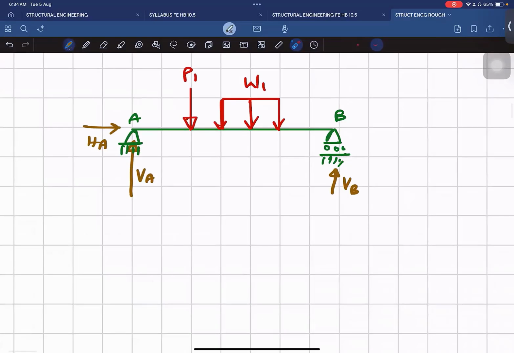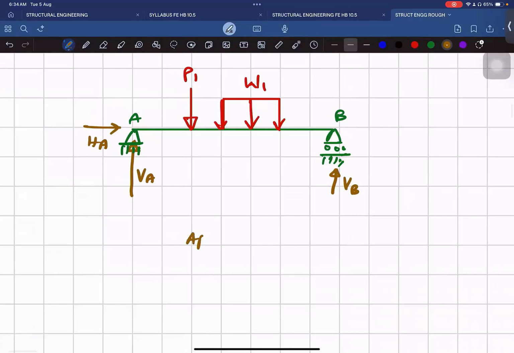Now, how were we finding out these reactions? What is the procedure? Applying the equilibrium equations. Yes, perfect answer. So how many equilibrium equations do we have? As I said, in statics, 3. Perfect. You guys remember everything, but are not piling up the things.